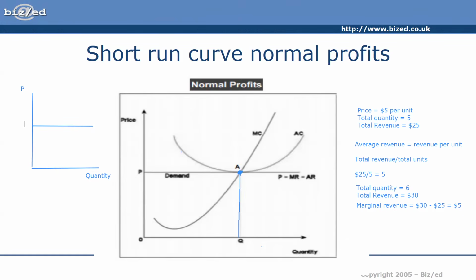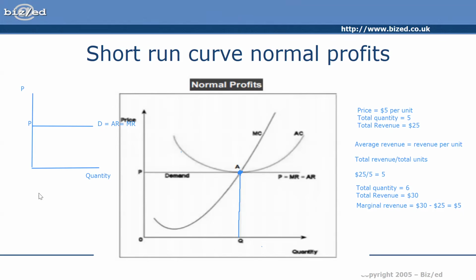So this would be a price here that you're operating at. And your demand curve is also equal to your average revenue and your marginal revenue, because we just proved that just now on the side here. We saw that average revenue and marginal revenue is the same, right?